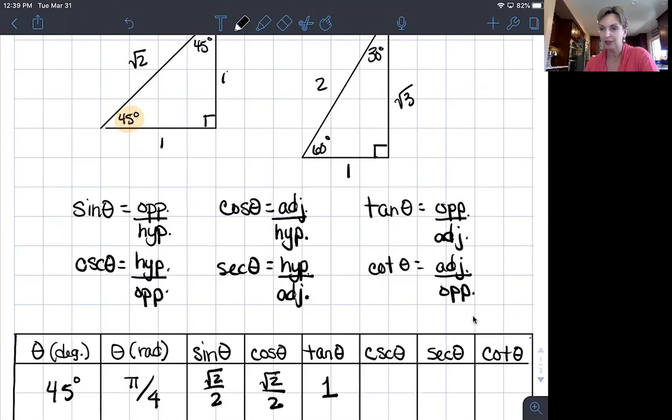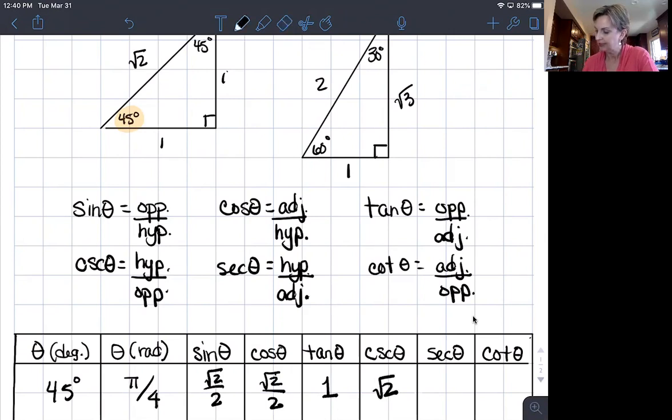Okay, now let's take a look at those reciprocal functions. Cosecant is hypotenuse over opposite. And you can see that up above in our functions listed there. So the side that is opposite the angle is 1. The hypotenuse is the square root of 2. So it would be the square root of 2 over 1. We don't really need to write the over 1, right? So I can just write the square root of 2.